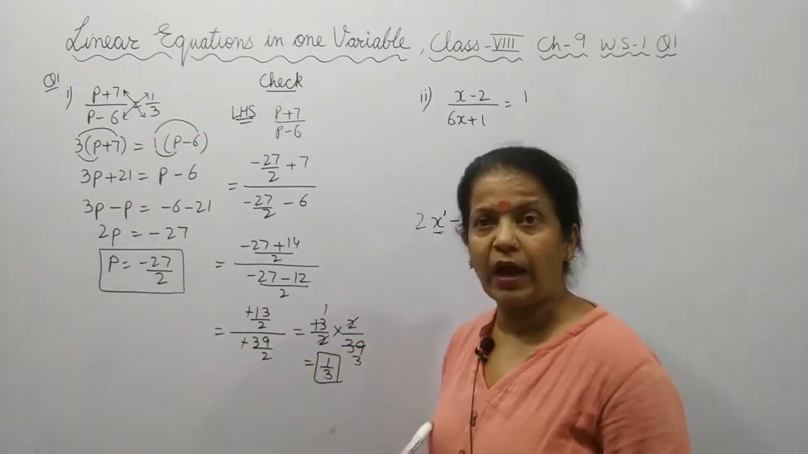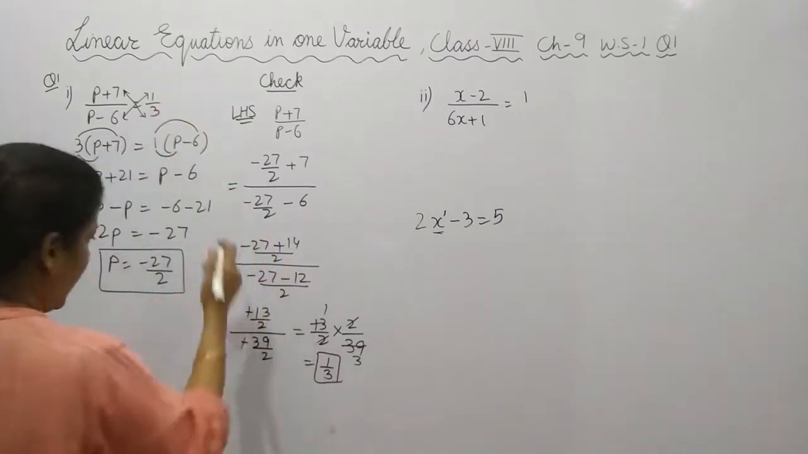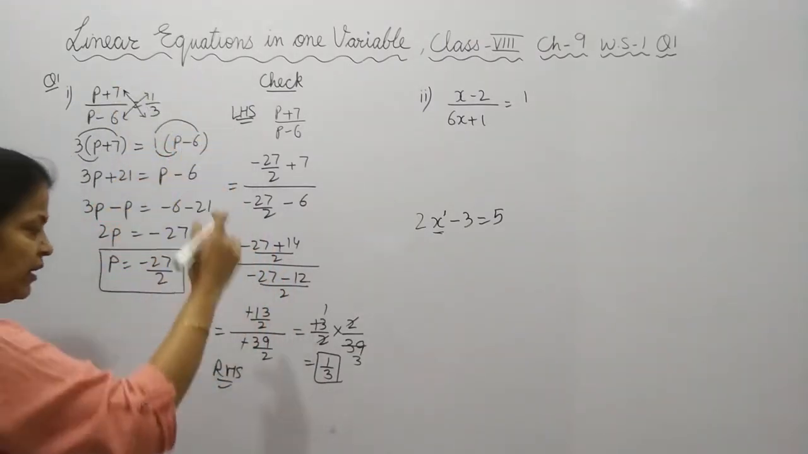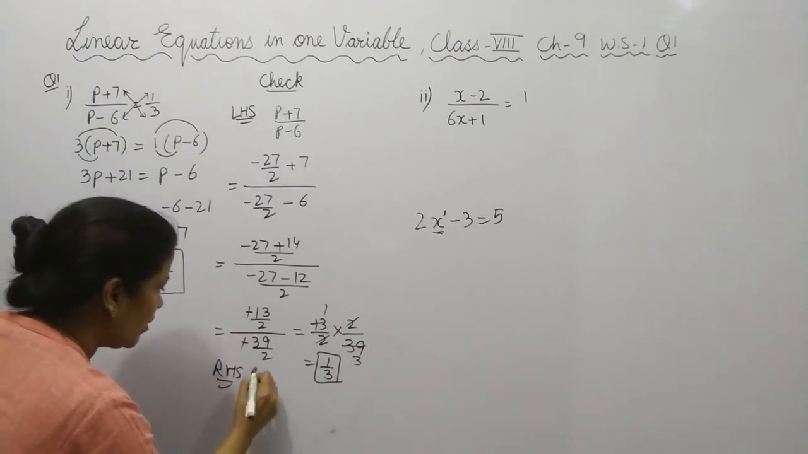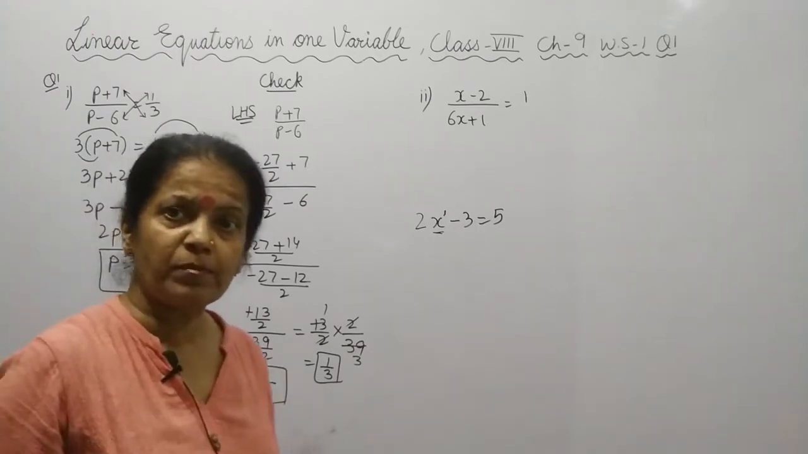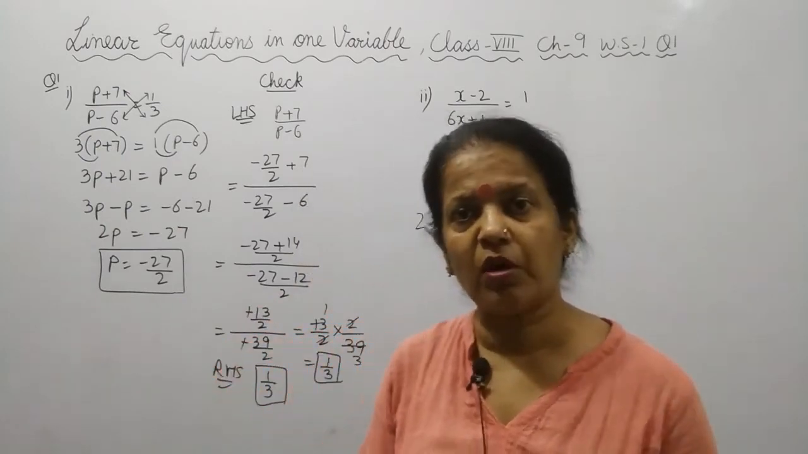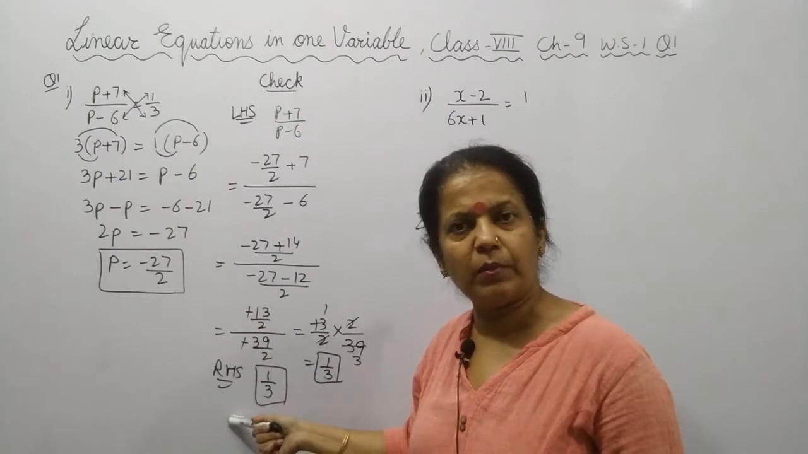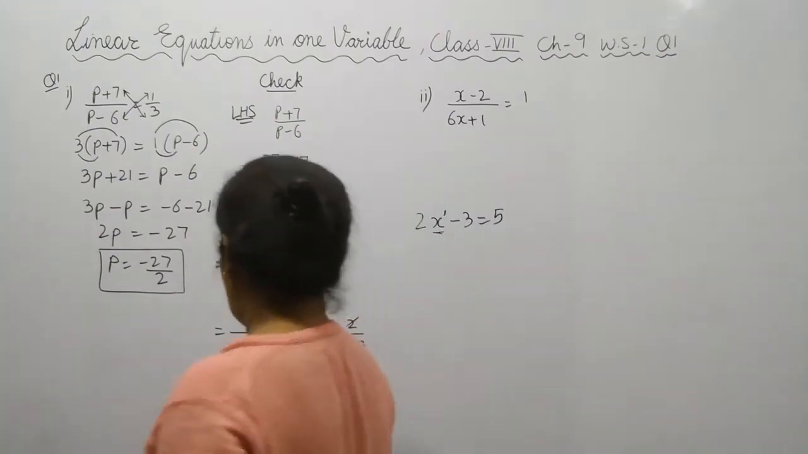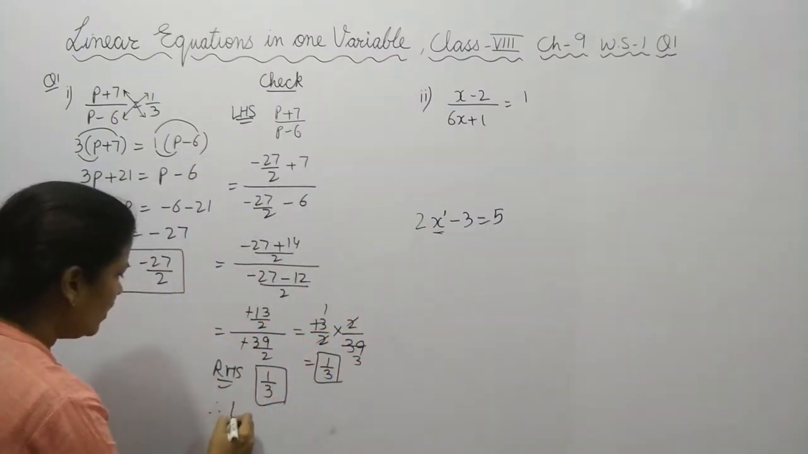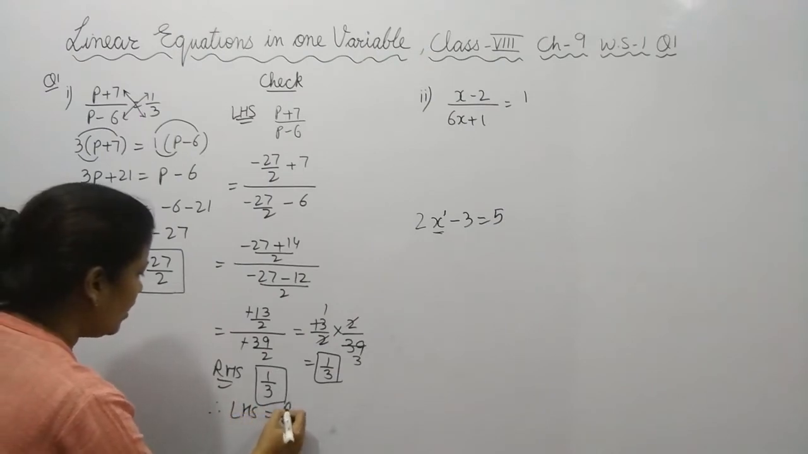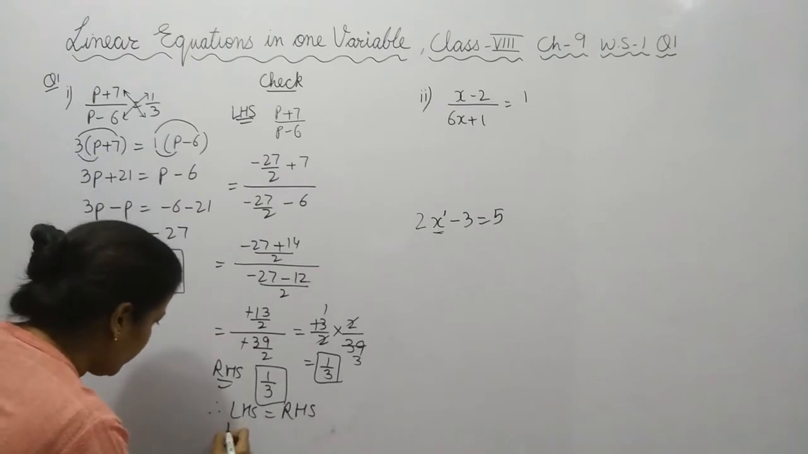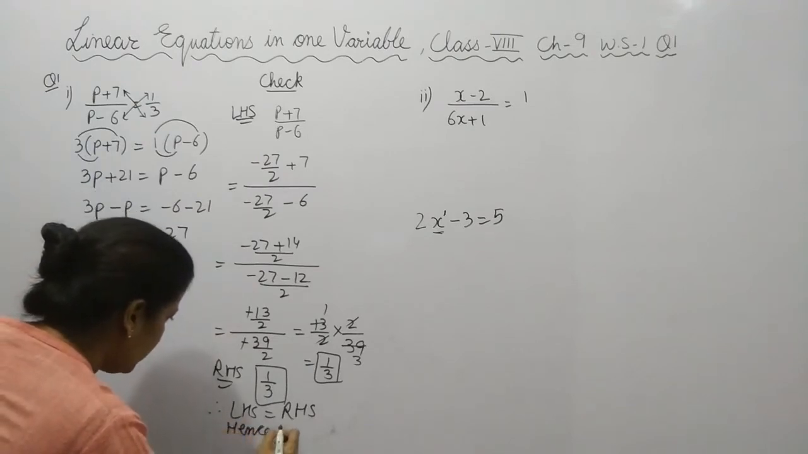Now, what about the RHS? Look, the RHS, right hand side, is also 1 upon 3. So what do you observe here? How will you check it? Here LHS and RHS, both of them are the same. So you will write it: therefore, LHS equal RHS. Both the sides are equal. Hence verified.